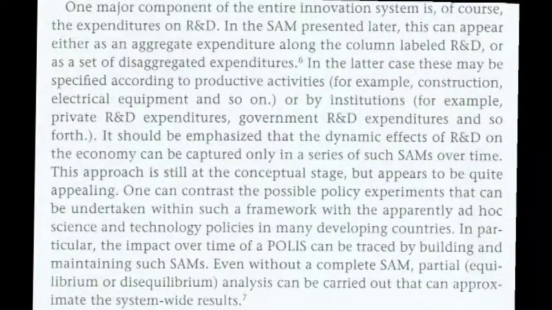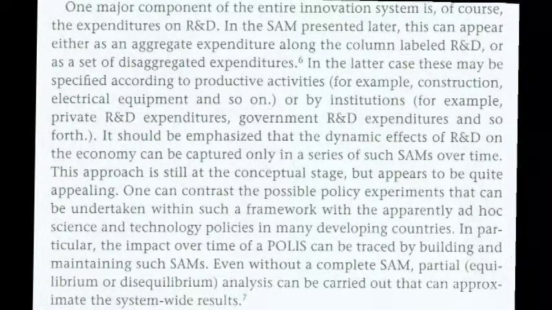One major component of the entire innovation system is, of course, the expenditures on research and development. In the SAM presented later, this can appear either as an aggregate expenditure along the column labeled R&D or as a set of disaggregated expenditures. In the latter case, these may be specified according to productive activities, for example, construction, electrical equipment, and so on, or by institutions. For example, private R&D expenditures, government R&D expenditures, and so forth.